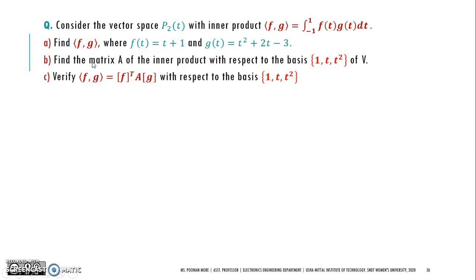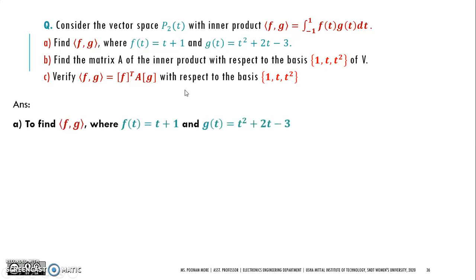Also we have to find out the matrix A of the inner product with respect to the basis 1, t, t square of the vector space V, and we also have to verify this relation with respect to the basis 1, t, t square. So let's start with the solution by considering section A, where we have to find out the inner product of f with g.